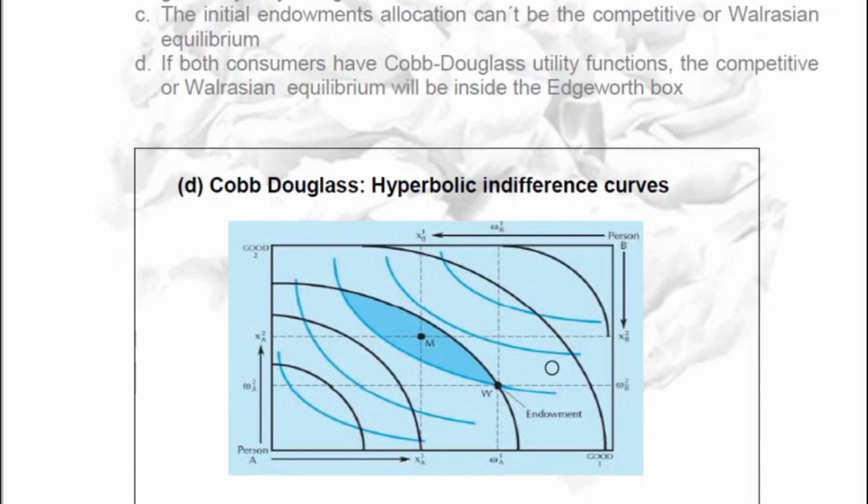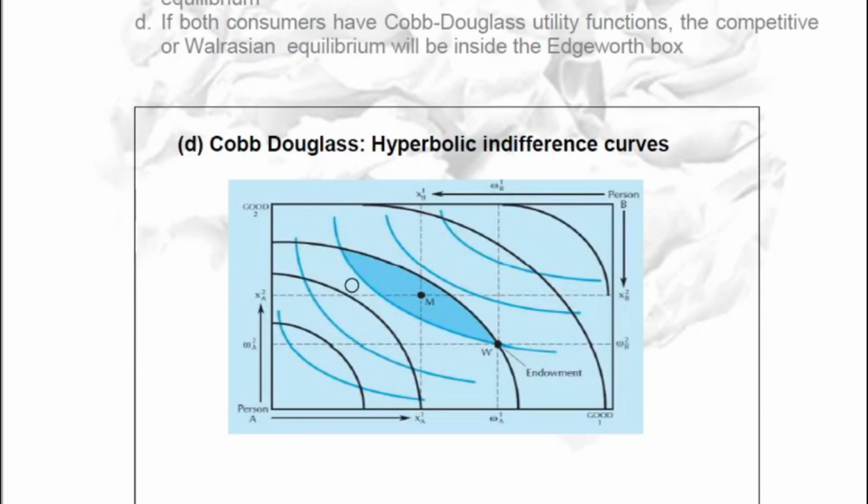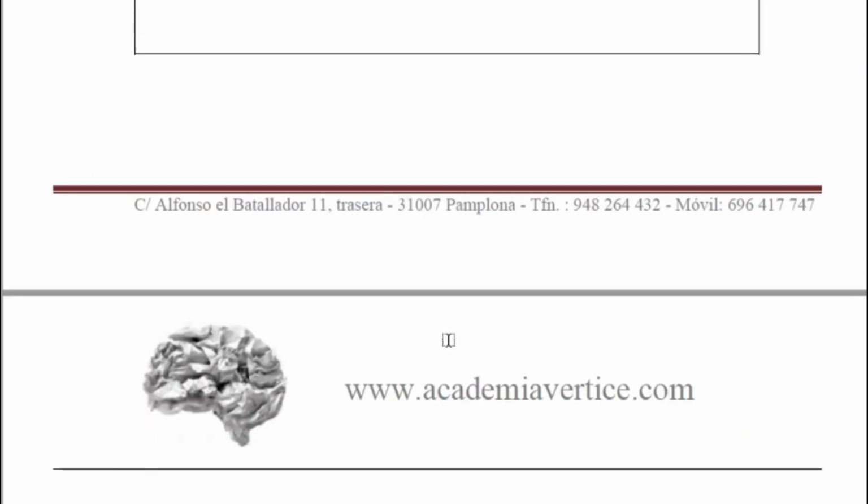Look at the graph. If both consumers have hyperbolic indifference curves, coming from Cobb-Douglas type utility functions, the tangency condition will always lay inside the Edgeworth box, because these hyperbolic functions don't touch the axis. They are asymptotic. So these tangency points will lay for sure inside the Edgeworth box.